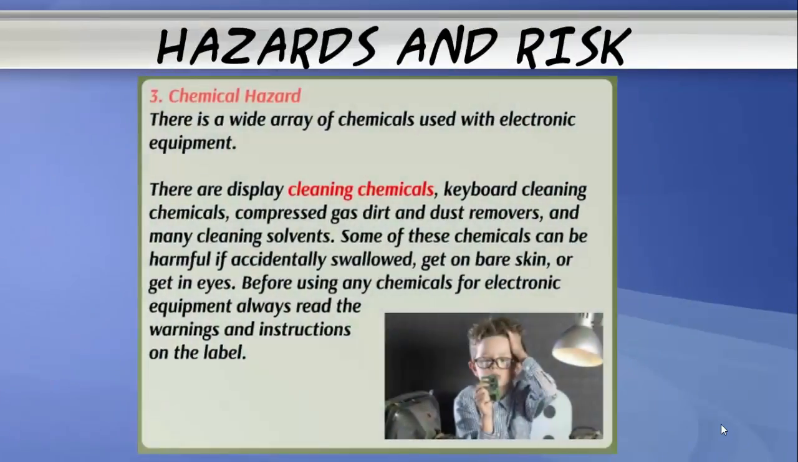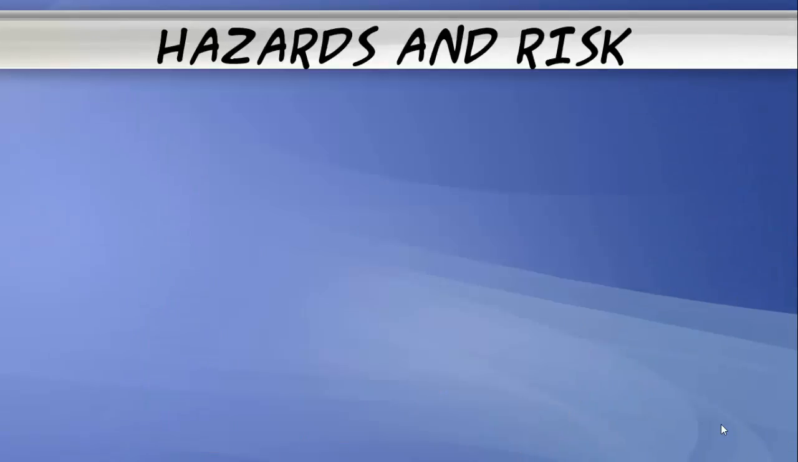Third is the chemical hazard. There is a wide array of chemicals used with electronic equipment. There are display cleaning chemicals, keyboard cleaning chemicals, compressed gas, dirt and dust removers, and many cleaning solvents. Some of these chemicals can be harmful if accidentally swallowed, get on bare skin, or get in eyes. Before using any chemicals for electronic equipment, always read the warnings and instructions on the label.